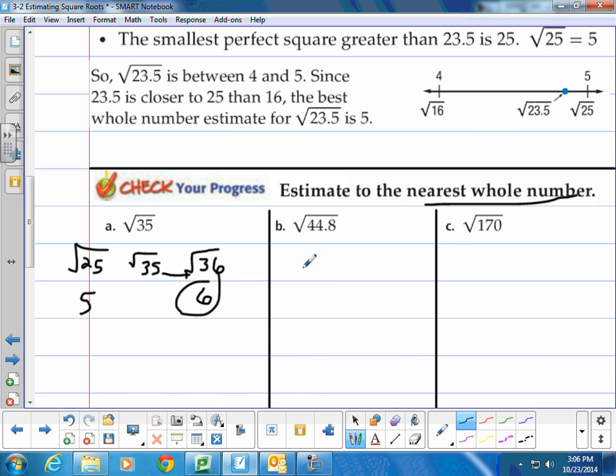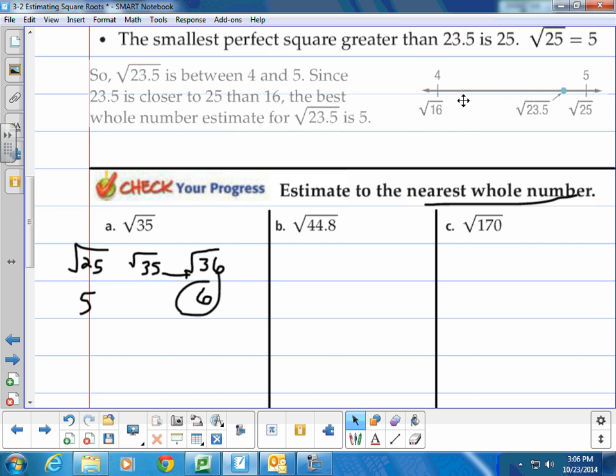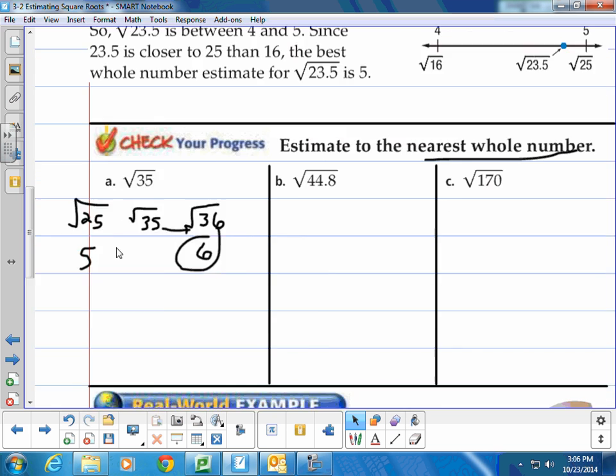Square root of 44 and 8/10. Find the one that's closest to, as well as 170. Remember using that line to help you out. And using this number line here, this is always a good choice to use. Marking them, 4 is the same as the square root of 16, and that's why they're lined up.